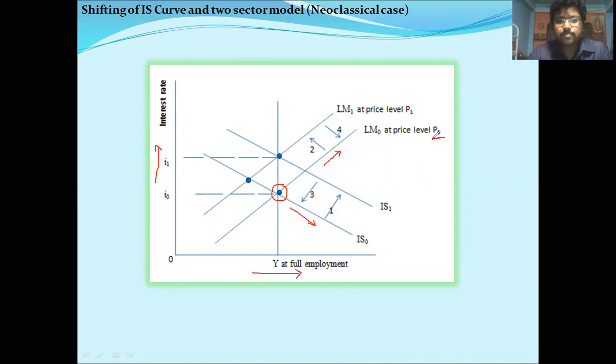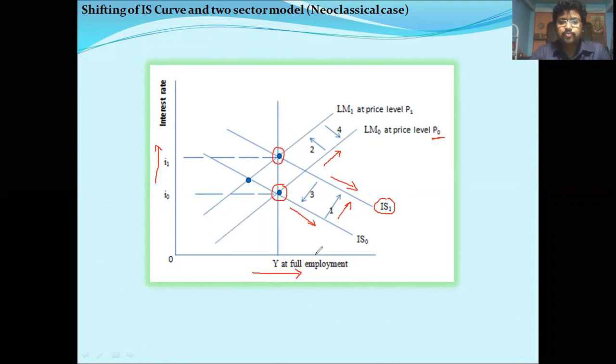Now, suppose the investment increases, consumption increases. So the IS curve shifts up, and the new IS curve is IS1. Now, the new equilibrium point is here.